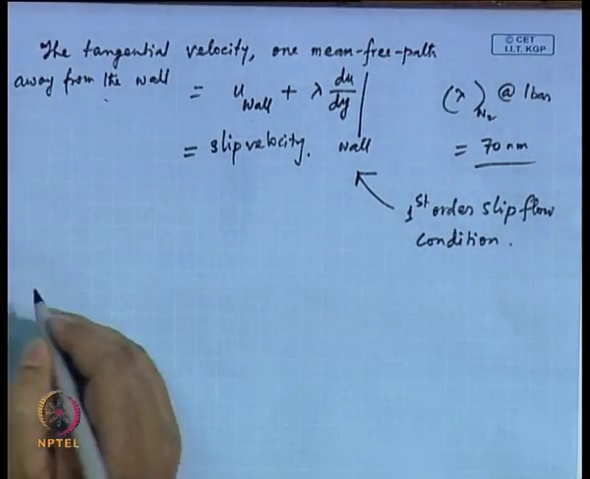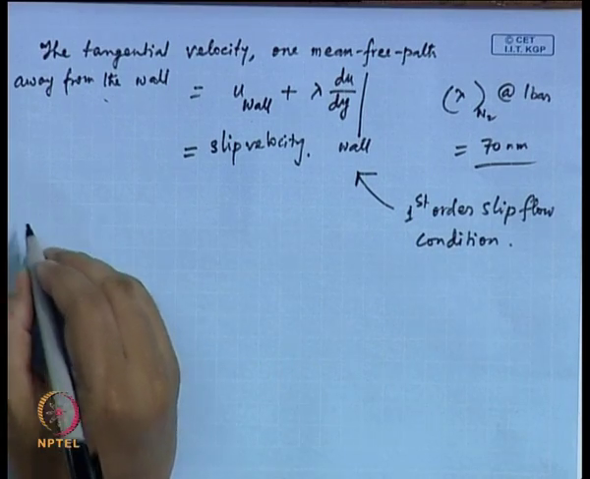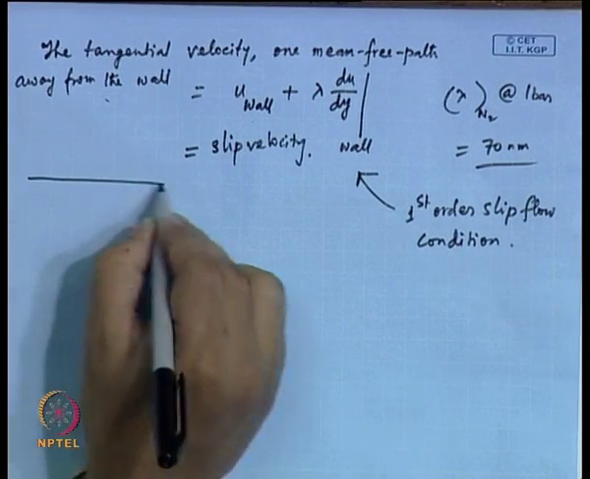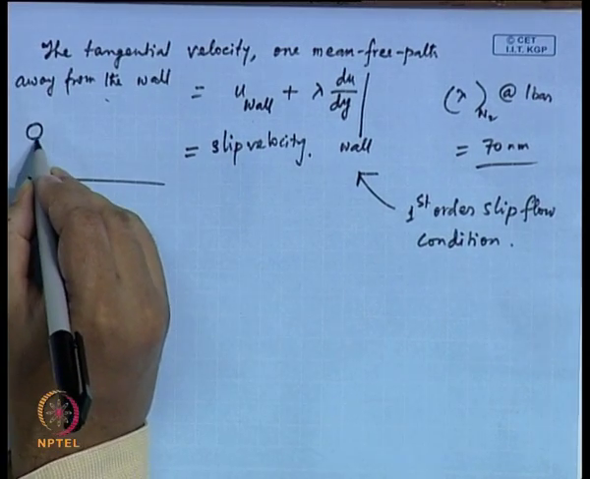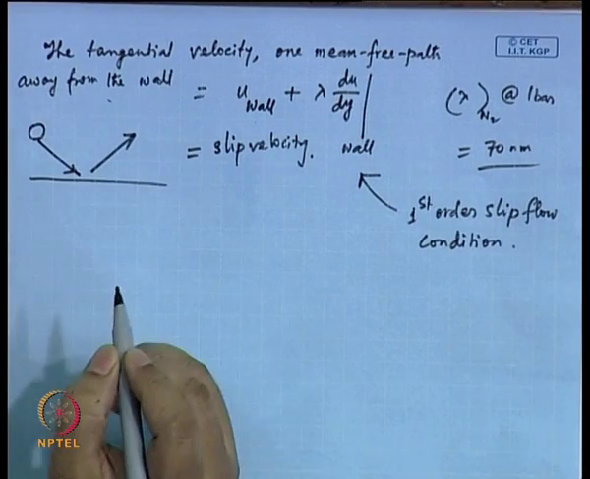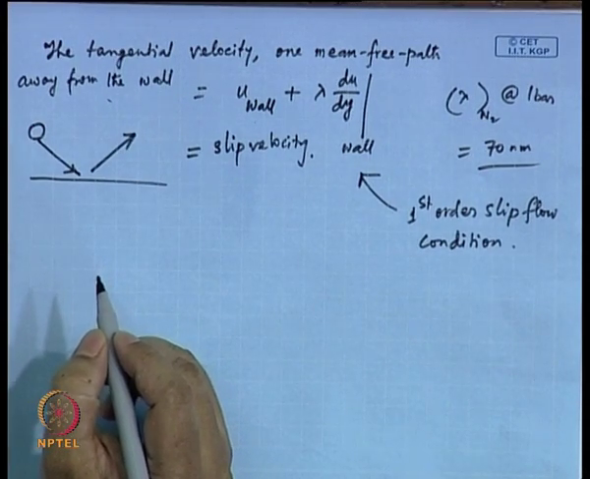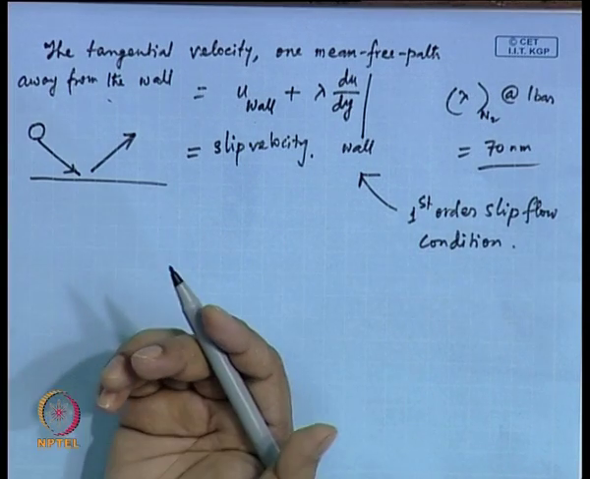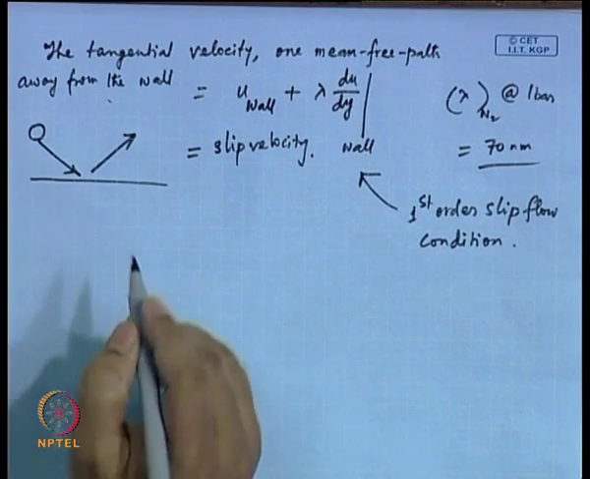Let me define a couple of quantities here. One thing we must appreciate is that if this is the wall and this is the molecule, it comes and hits here and then it gets reflected. That is the idea, right? We are talking about the collision of a gas molecule with the solid wall.